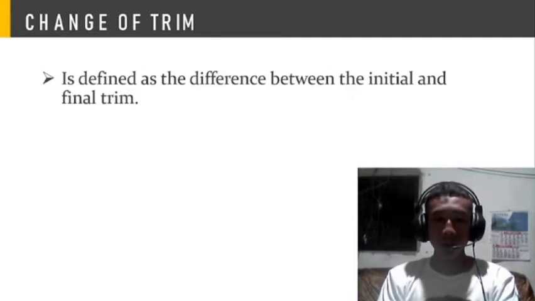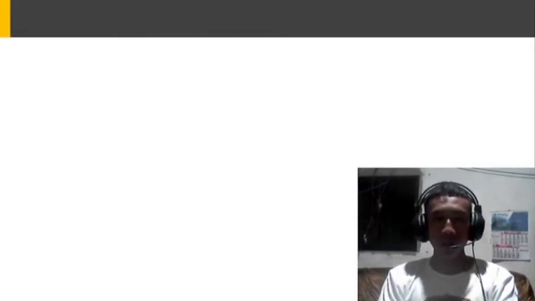So, change of trim: an increase of water in a compartment can be considered as an addition of weight at any point along the length of the ship. This causes a change in the trim of the ship.